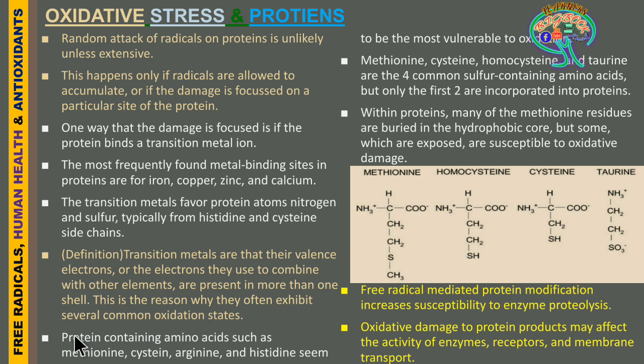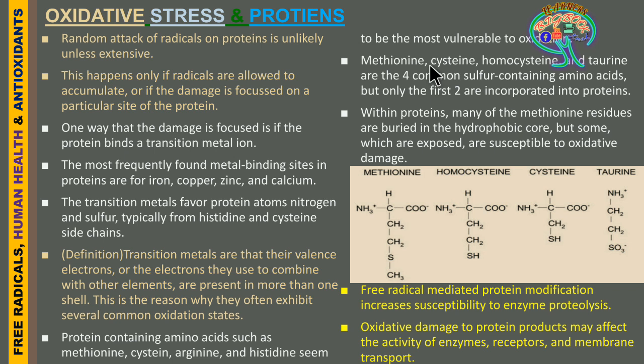Further, proteins containing amino acids such as methionine, cysteine, arginine and histidine seem to be most vulnerable to oxidation. These are the main four amino acids which are vulnerable to oxidation. Now coming to the next point, methionine, cysteine, homocysteine and taurine. Up to the last point, we have discussed the oxidation of the amino acids related to the transition metal ion.